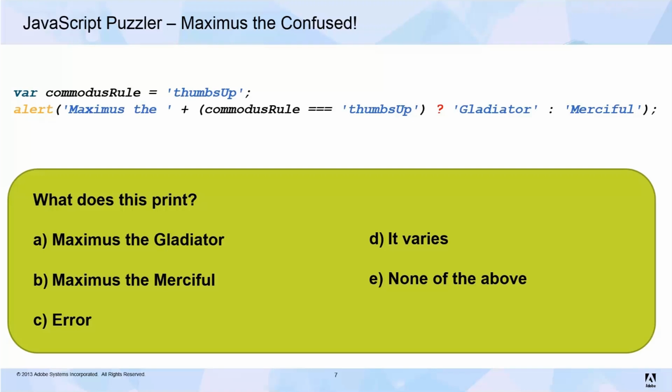So let's see if I'm right. It's E, none of the above. Most of you had this. It prints only gladiator.